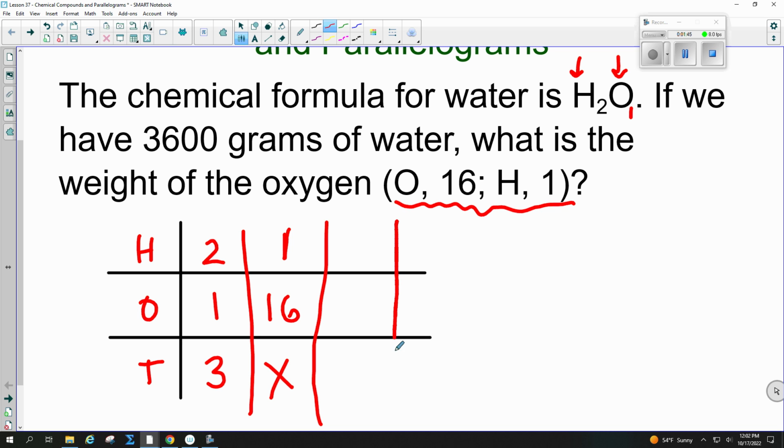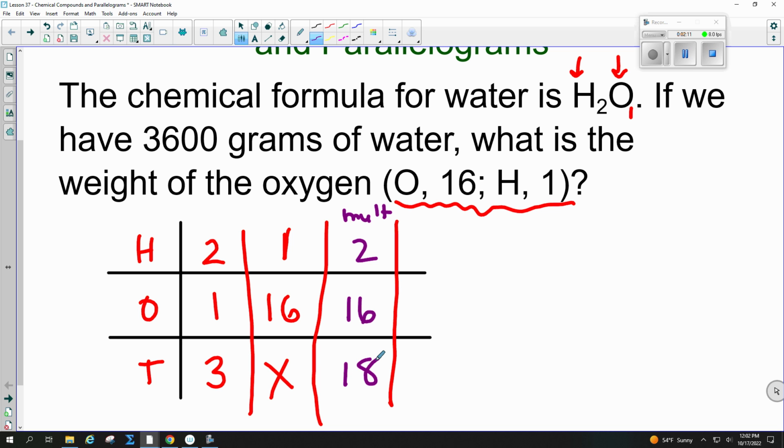Okay, the next thing we do is multiply. So this column here is always going to be 2 times 1 is 2. This is where you're multiplying across. So each hydrogen weighs 1 for a total weight of 2, and each oxygen weighs 16 for a total weight of 16. This is the one you will always add on for total weight after you multiply.